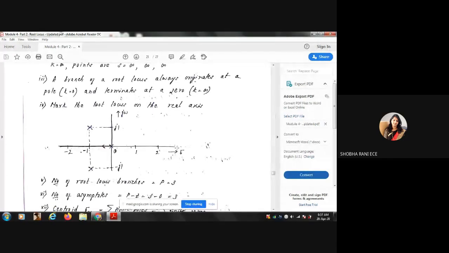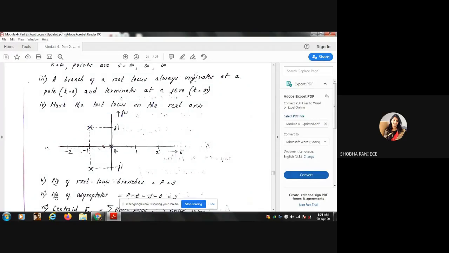So this is your S plane, and we have one pole at s equal to 0 and one complex pole at -1 plus j1 and -1 minus j1. So you can see we have two complex poles occurring in pairs at -1 plus j1 and -1 minus j1. So we totally have three poles. Now, how do we mark the root locus?